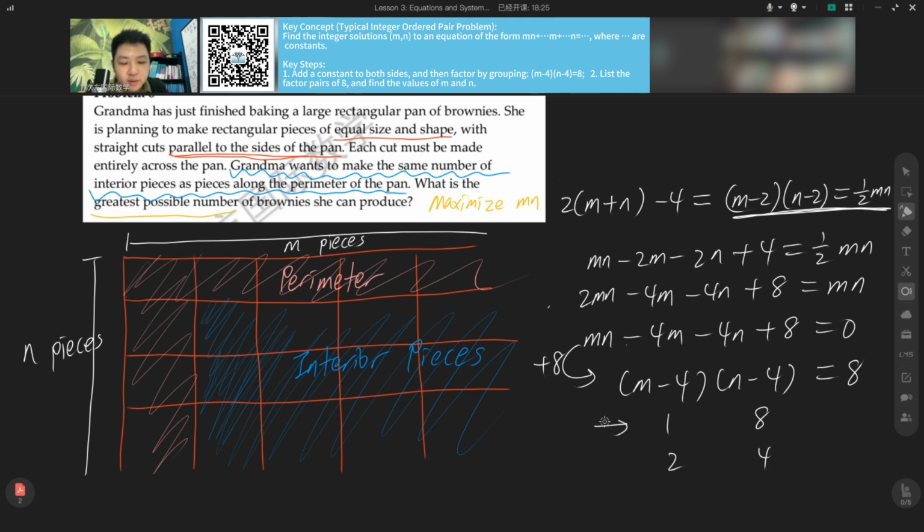If we get this, then m is 5 and n is 12, giving us 60. And if we get this, m is 6 and n is 8, giving us 48. We are not going to consider 8 and 1 or 4 and 2, as they do the same thing. So we get 60.